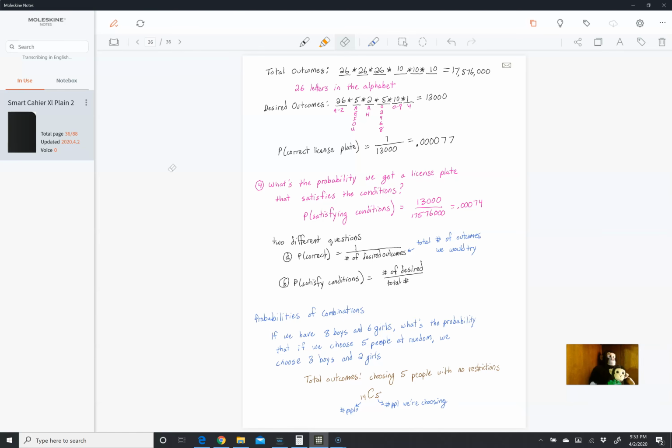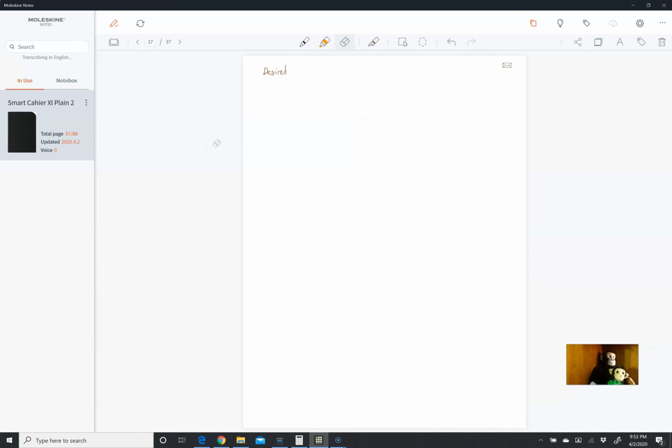But now we have to figure out, okay, well, what's the desired outcomes? Sorry, this is on a separate page. Well, we want to choose 3 boys, and we have 8 boys in total. So think of it as if we put these different groups in different rooms. We put the boys in one room and we put the girls in the other room. And the 8 boys are in a room, and we're going to choose 3 of them at random.